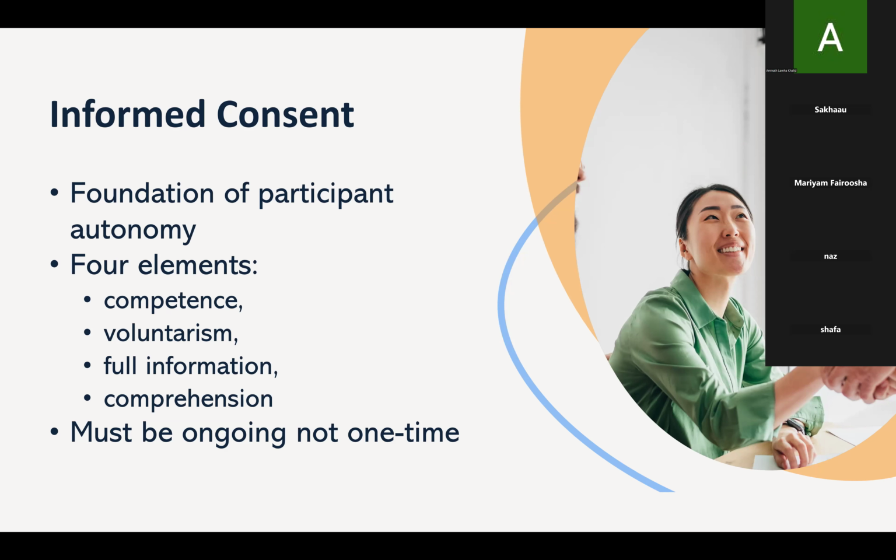So you may inform the participant of all the details, and they may volunteer, but if the participant is not competent to give consent, let's say a minor, or a person who is vulnerable, then in those cases competency needs to be maintained. And it should not be a one-time consent. It is ongoing, which means that even before publishing, if they say, I want to withdraw, they should be able to withdraw.